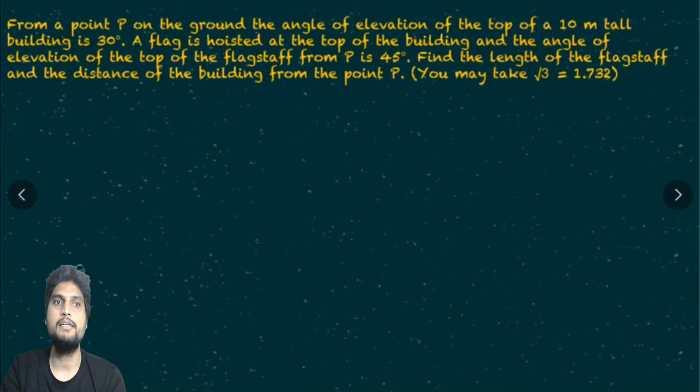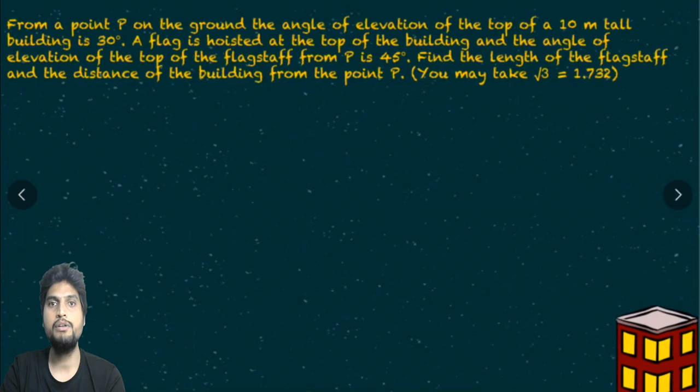Let's consider the next example. From a point P on the ground, the angle of elevation of the top of a 10-meter tall building is 30 degrees. A flag is hoisted at the top of the building, and the angle of elevation of the top of the flag from point P is 45 degrees. Find the length of the flag staff and the distance of the building.